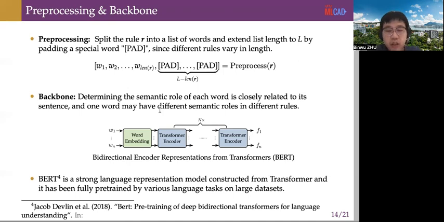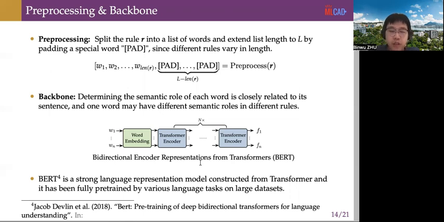We know that determining the semantic role of each word is closely related to its sentence, and one word may have different semantic roles in different rules. For example, a particular layer might belong to an object category in one rule, but belong to relation object in another rule. Therefore, the backbone should have strong abilities to capture the context information, and we adopt a language model constructed from transformer called BERT.